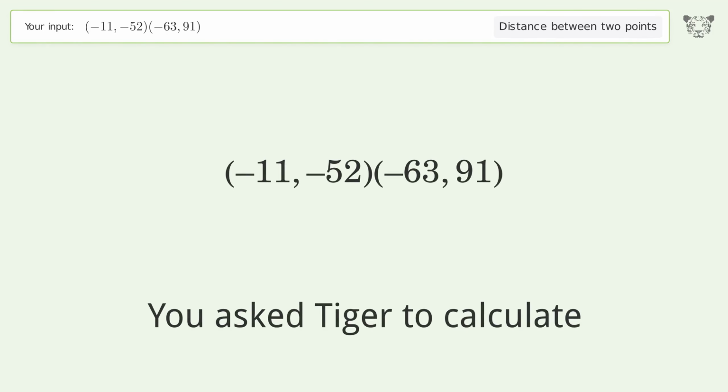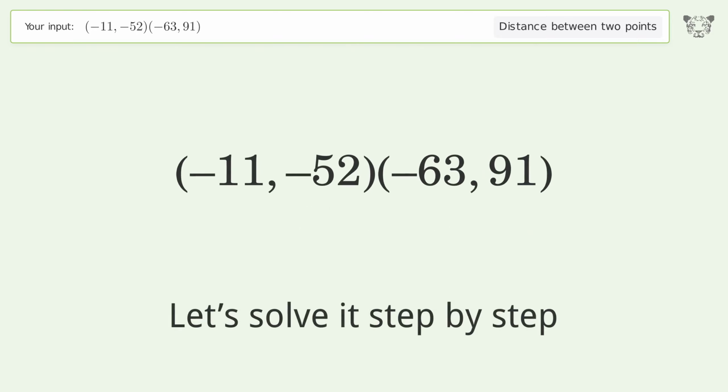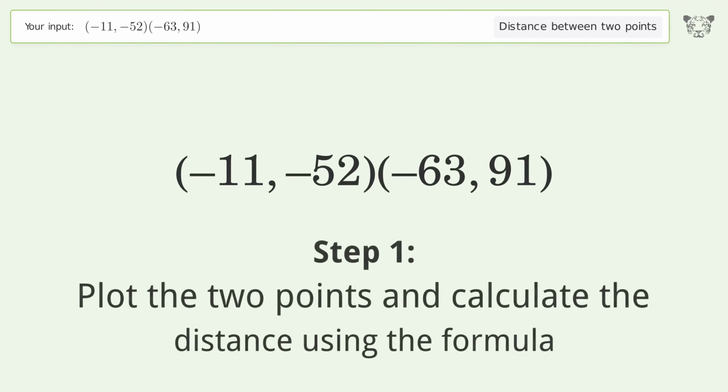You ask Tiger to calculate. This deals with the distance between 2 points. The distance between the 2 points is the square root of 23,153, or 152.161. Let's solve it step by step. Plot the 2 points and calculate the distance using the formula.